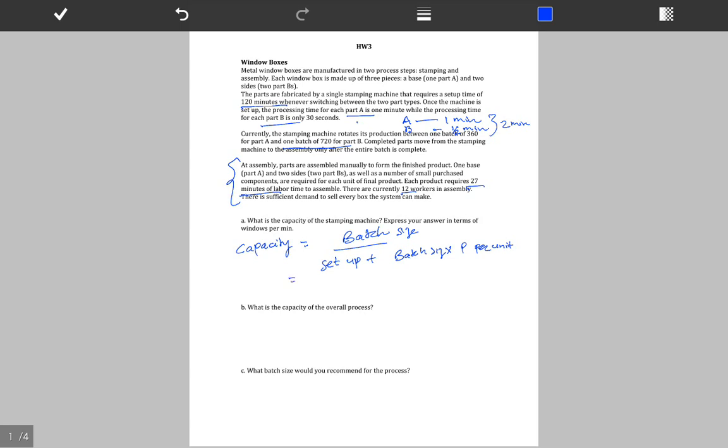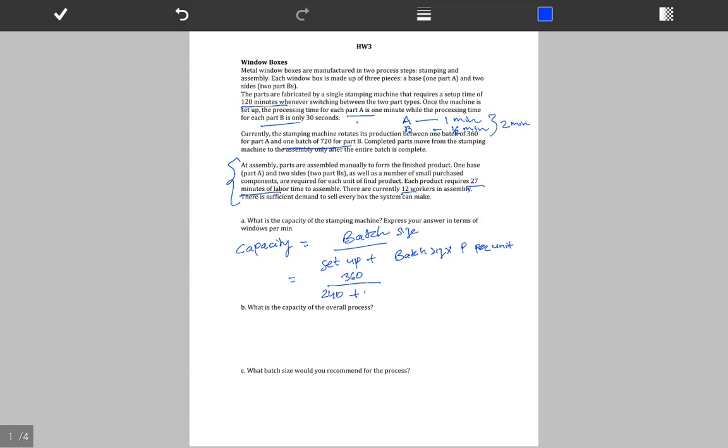Well, here the batch size is easy, it's given to us. We're producing 360 windows. Setup time, I have to admit, is a little confusing. It's tempting to take just 120 minutes described over there, but remember that really two setup times happen per window box, a setup time to go from A to B and another setup time going from B to A. So the setup time is really 240 minutes.